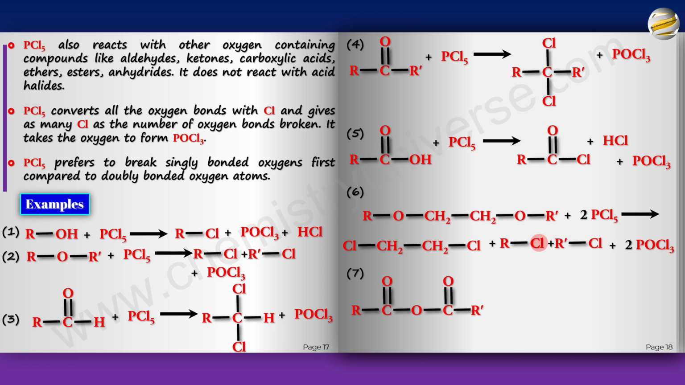Anhydride, which will it break? Single bond or double bond? Obviously, single bond first. So it will break this, give 2 Cls, both of them will become acid chlorides. They won't react further and you'll get a POCl3.